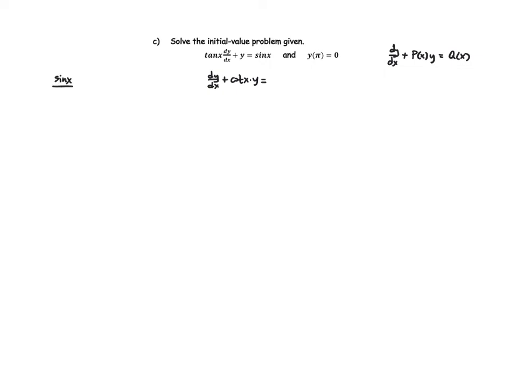Sine x divided by tan x is the same as sine x over cosine x. Okay, which is equivalent to sine x times the reciprocal of tangent, which is cotangent, which is cosine x over sine x. So you can see the sine x's reduce. So sine x over tangent x is cosine x. All right, so p of x is equal to cotangent of x. Q of x is cosine x.